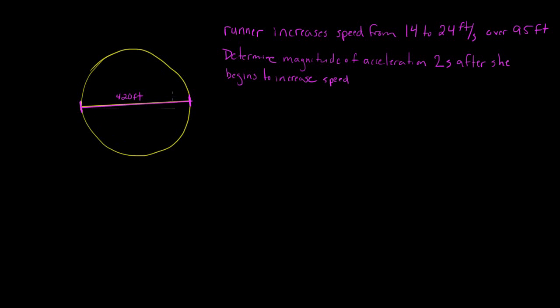Since this is a curved surface and she's not running in a straight line, she's running over a curve, her acceleration is going to have a tangential component, which is the derivative of velocity with respect to time, and a normal component, which is velocity squared over the radius of curvature. We can figure out the radius of curvature because it's just the radius, 420 feet divided by 2. So this will be 210 feet.